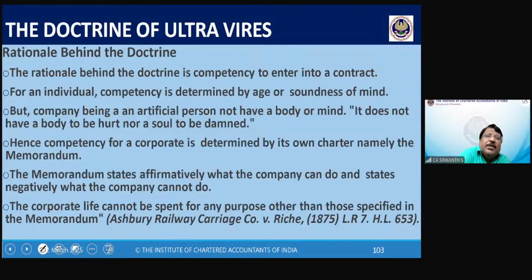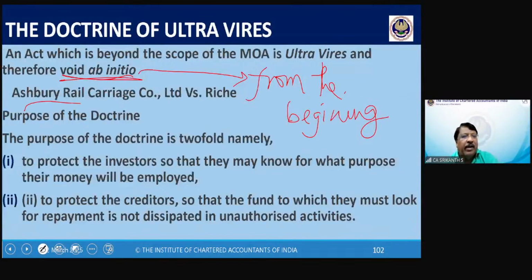So the rationale is competency to enter into the contract. We already saw that. Okay. The competency for a corporate is determined by its own charter, the memorandum. The memorandum states affirmatively what the company can do and states negatively what the company cannot do. Corporate life cannot be spent for any purpose other than those specified in the memorandum. This was laid down in a famous case, Ashbury Railway Carriage Company Limited versus Riche.